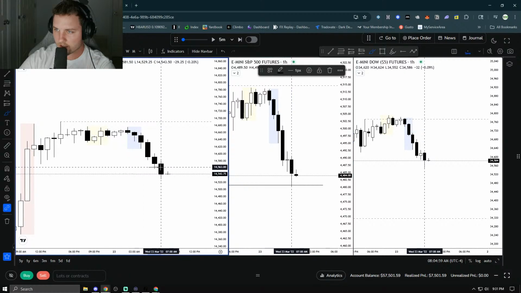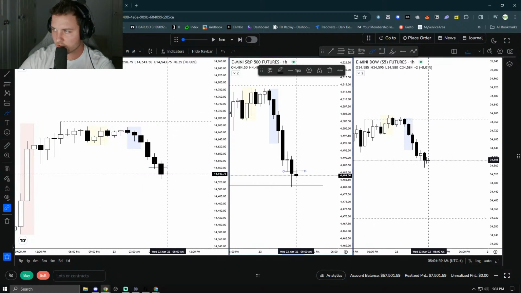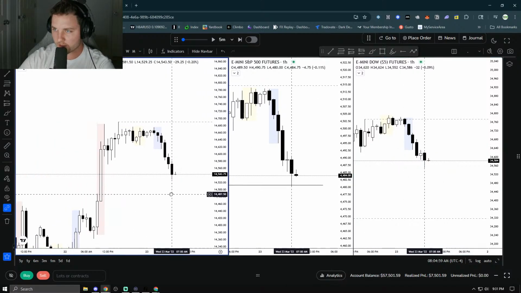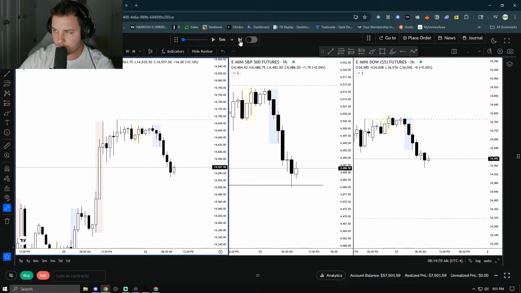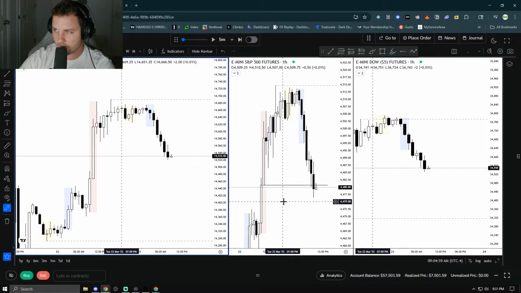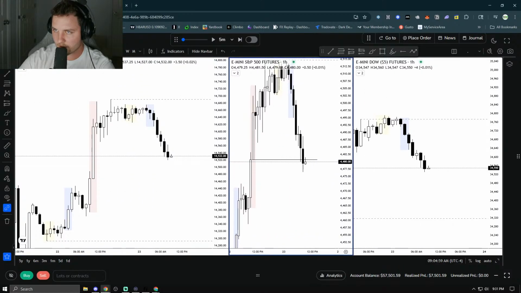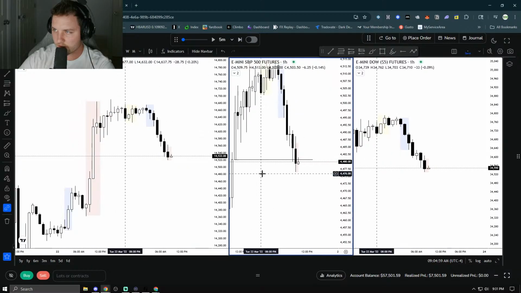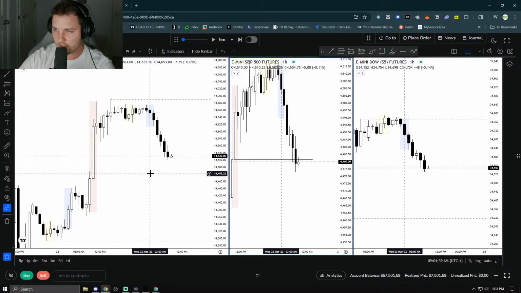Look at this. Close outside the range. Close outside the range. That is not reversal. So we wait. Close outside the range. Yeah, it's just 9:30. We get a 2-stage in here.